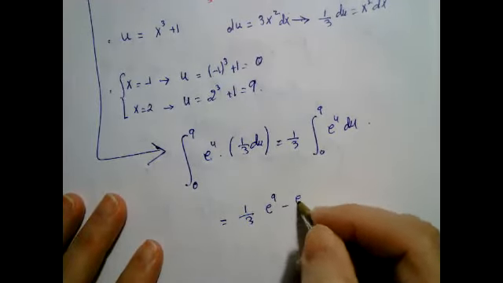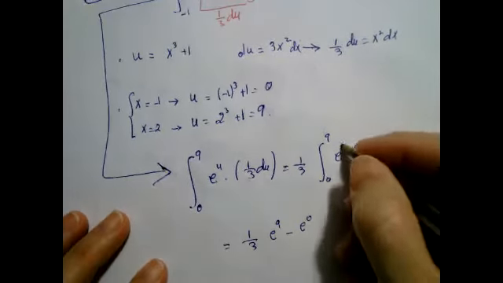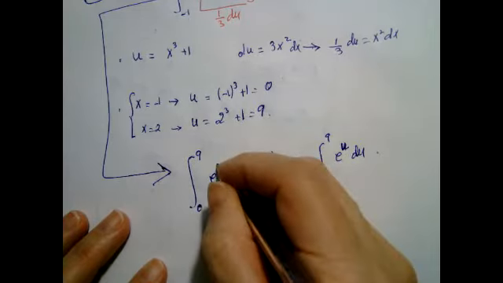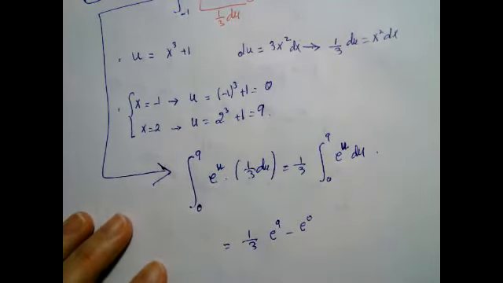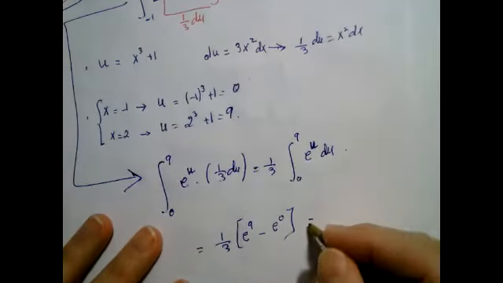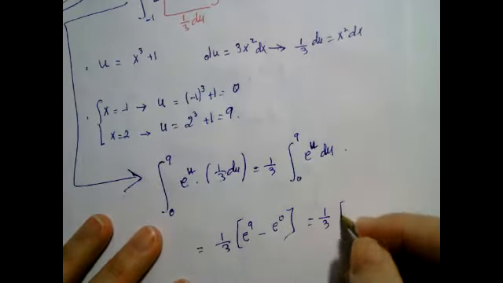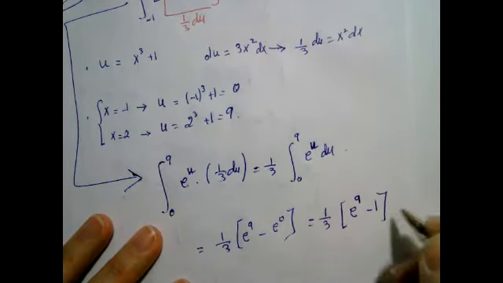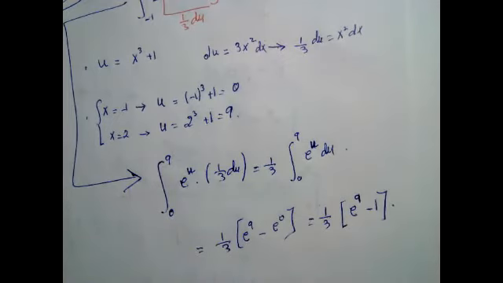How did you get e to the 4? Because I did not get e to the 4. Oh, that's a u, okay. Thank you. No problem. So it's equal to that. So finally, I will have 1/3 times (e to the 9 minus 1). End of the problem.